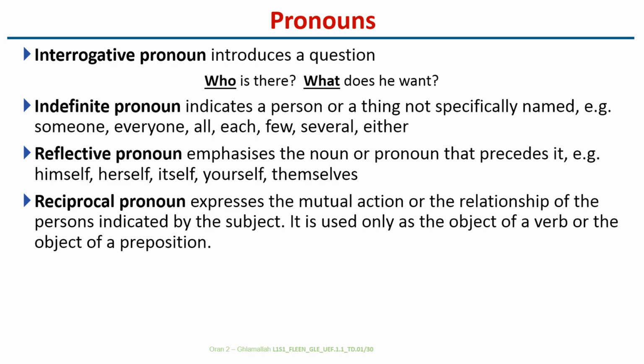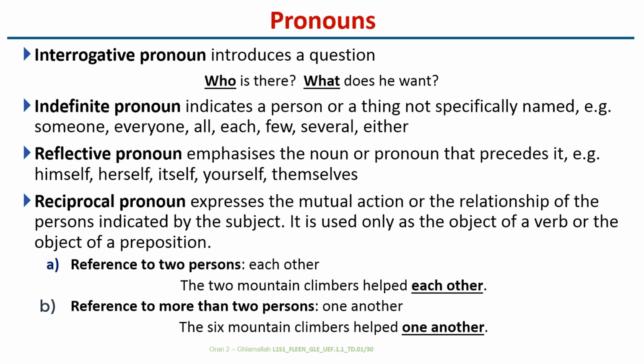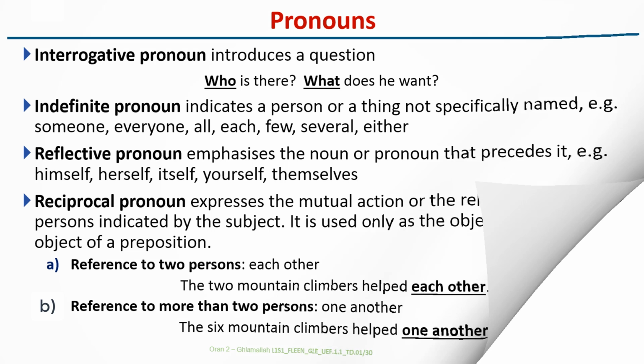A reciprocal pronoun expresses the mutual action of the relationship of the persons indicated by the subject. It is used only as the object of a verb or the object of a preposition. There are only two reciprocal pronouns in English. Reference to two persons, each other. For example, the two mountain climbers helped each other. And reference to more than two persons, one another. For example, the 6 mountain climbers helped one another.